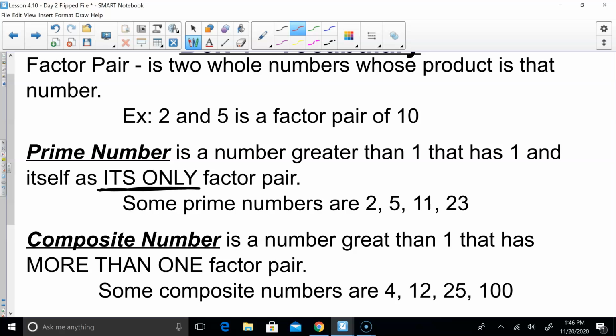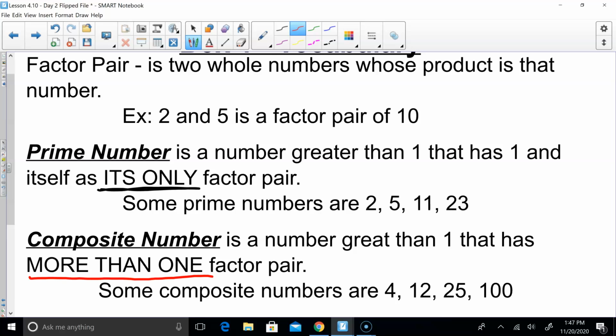A composite number, on the other hand, is a number that is greater than 1 that has more than 1 factor pair. Some composite numbers are 4, so what can make 4? What two numbers can make 4? Well, 1 times 4, 2 times 2. So those are two factor pairs that we can get the number 4. Number 12, well, we have 1 times 12, 2 times 6, and 3 times 4. So some numbers can have 2, can have 3, depending on how big your number is. They can have a lot of factor pairs that go into certain numbers. So if it has more than 1, though, we know that it is a composite number.